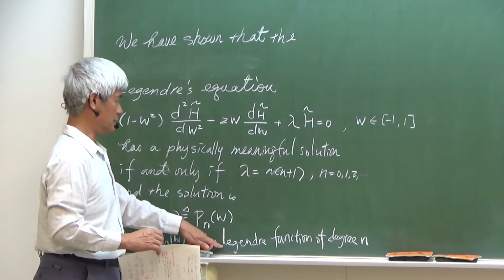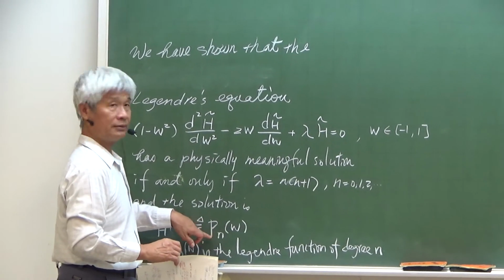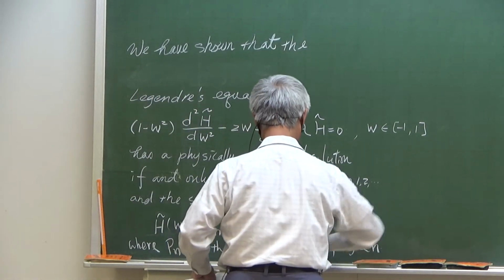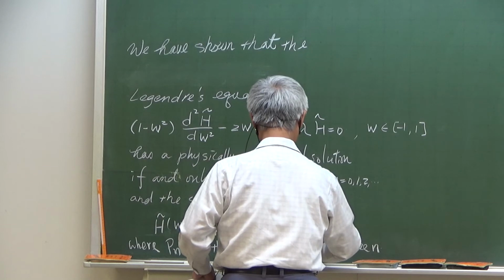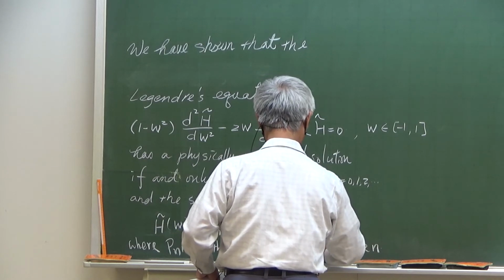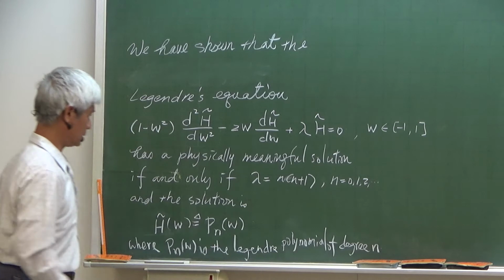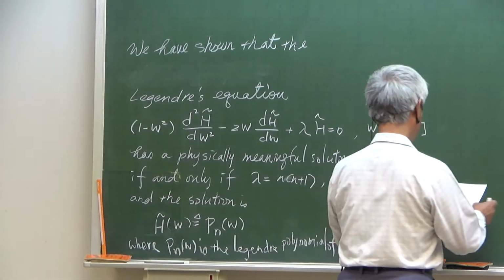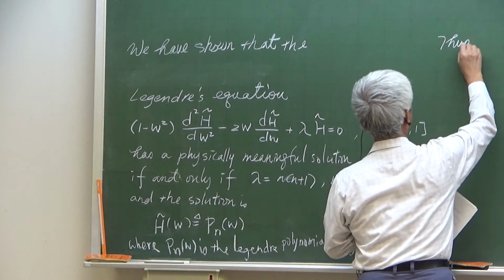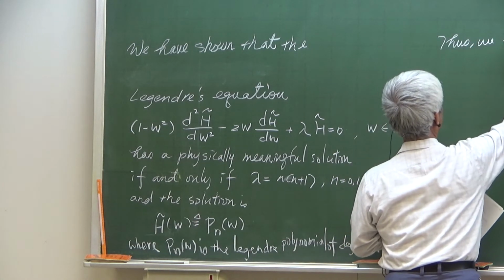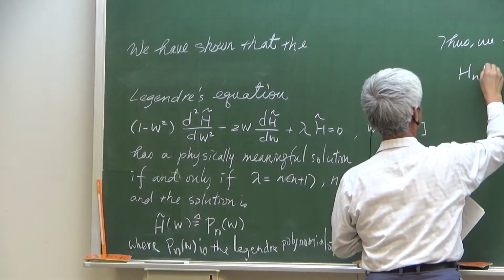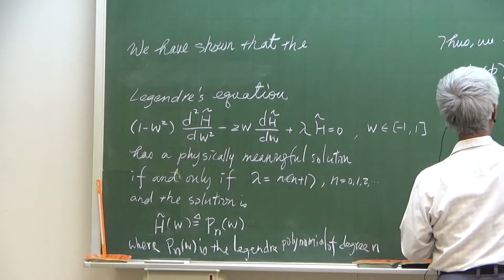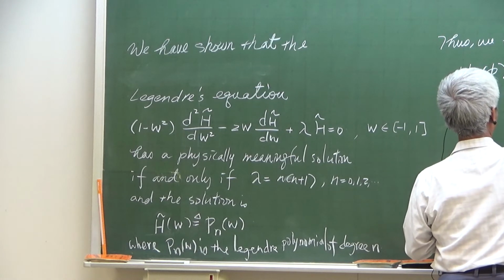Pn. Pn is the Legendre function of degree n, or polynomial. I'm sorry, I have to say polynomial. Okay, Legendre polynomial of degree n. So that we have Hn phi is equal to Pn cosine phi.